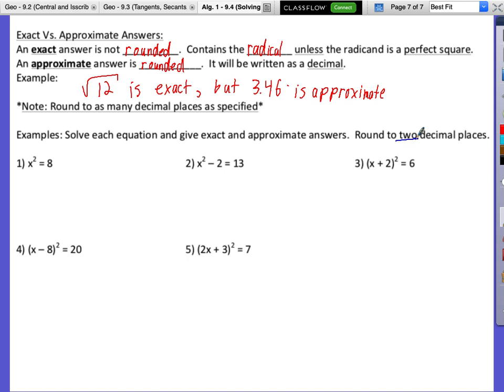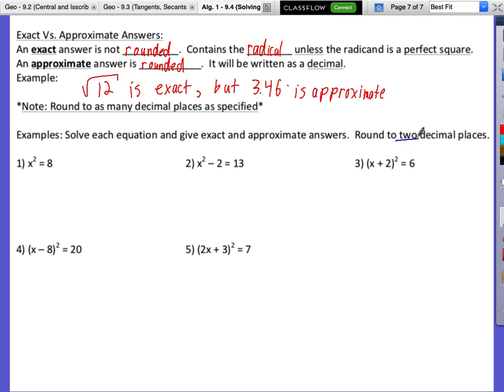What's our first step when solving with square roots? Get the squared term by itself. Not necessarily x, we don't want to say x because that's going to confuse us. Get the squared term by itself. What is being squared, Krista, in number 1? X. And is that already by itself? Yeah. Awesome. So we move to our next step.